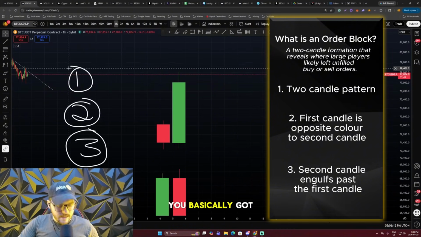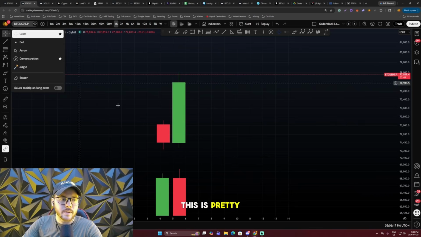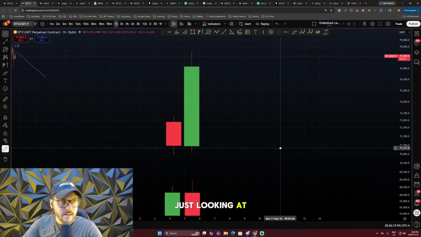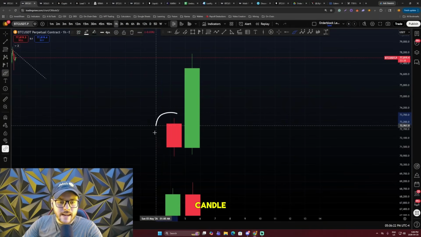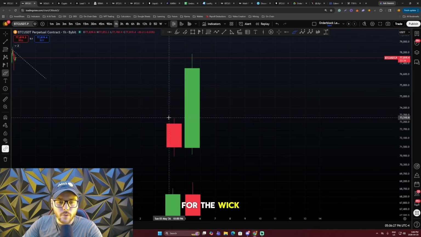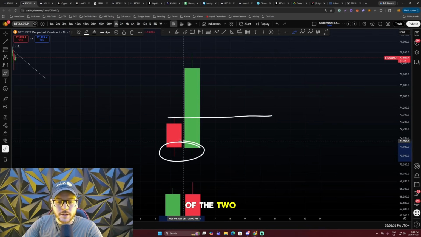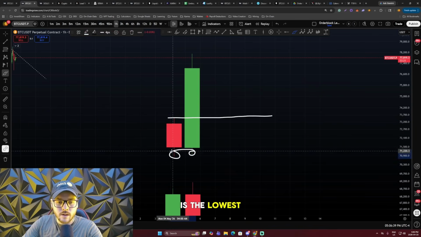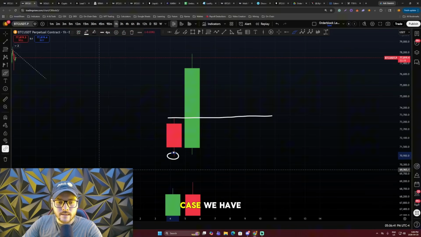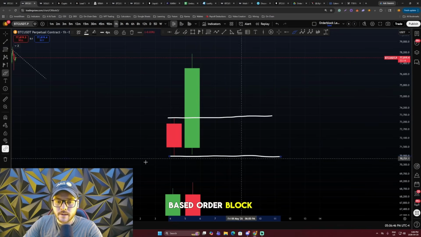You basically got it. Now, how to map out the actual order block within this is pretty simple as well. You're just looking at the very first candle, and you're going to be marking the high of that candle. So you look for the wick, the peak of this candle. You just draw a line like this. And then you're looking at the low side of the 2 candles. And what part is the lowest? In this case, we have this part being the lowest. So this is a wick-based order block.